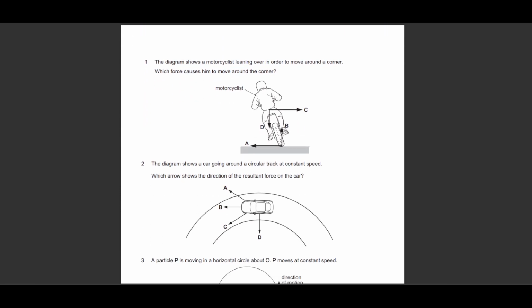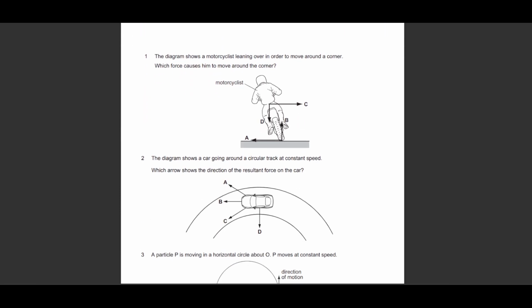Now let's look at a few examples of centripetal force. In the first question, the motorcyclist is leaning to this side in order to move around a corner. Which force causes him to move around the corner? D is the weight of the object and B is the normal reaction. These are not the forces responsible for doing that. In fact, if the motorcycle is taking a turn in this direction, then there needs to be a centripetal force in this direction. The most common, most obvious answer is option A.